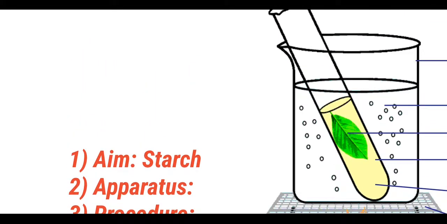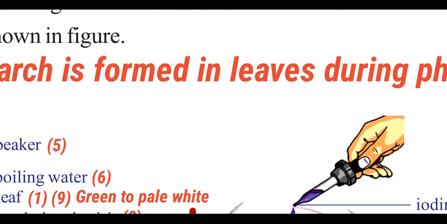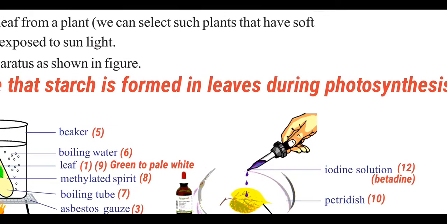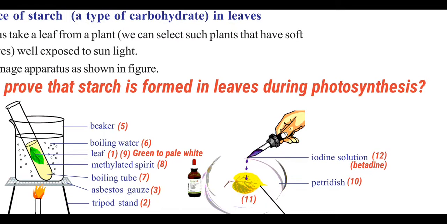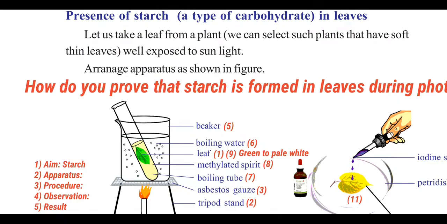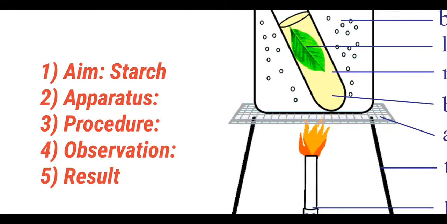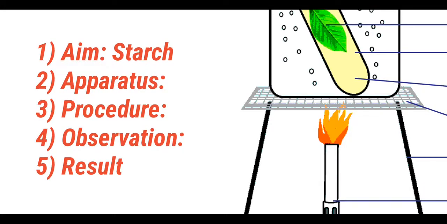So aim is, you write whatever is there in the question. How is the starch formed in leaves during photosynthesis? You write the aim as: I want to find that starch is formed in leaves during photosynthesis. A part of the question will become your aim. So the aim is easy: to find starch formation, how starch is formed in photosynthesis, or whether starch is formed during photosynthesis. That is the aim.